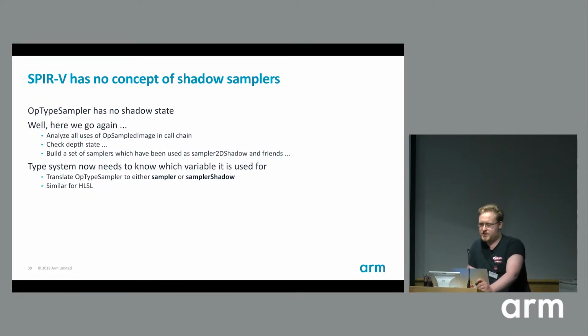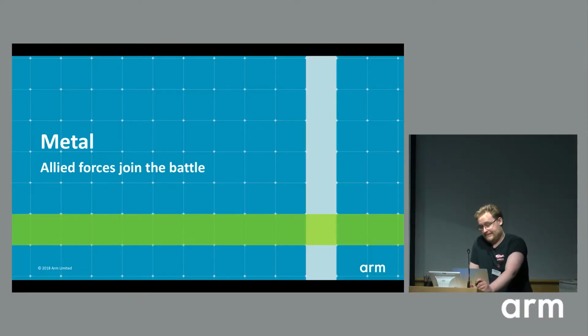So that's a similar thing for HLSL. Turns out Metal is being weird, and it has texture 2D versus depth 2D, where the sampler is not a comparison sampler for some reason. Anyways, enough about GLSL.